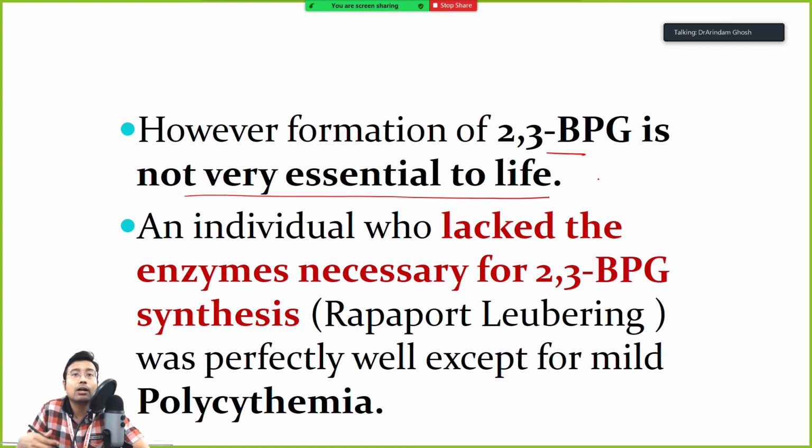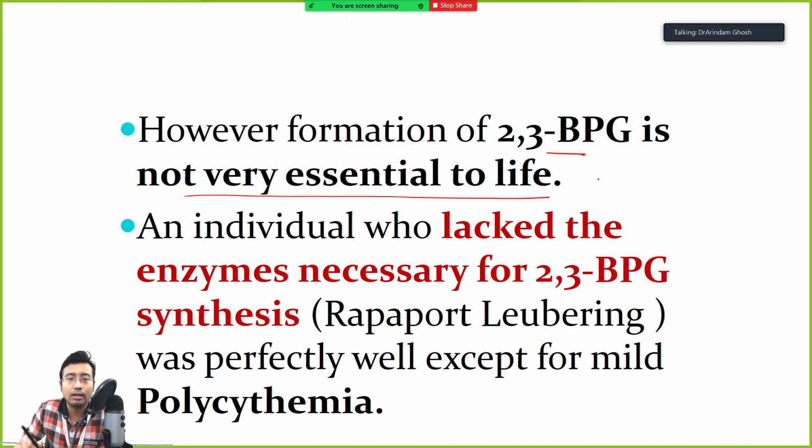If 2,3-BPG was the only factor in loading and unloading of oxygen, then what would have happened? When you were starved, the tissues would be number one dying of lack of glucose, and they also would have died due to lack of oxygen. This does not happen. So 2,3-BPG is an additional factor that favors, but the main factors remain carbon dioxide and proton level as well as the oxygen level. Okay. So why are we saying this?